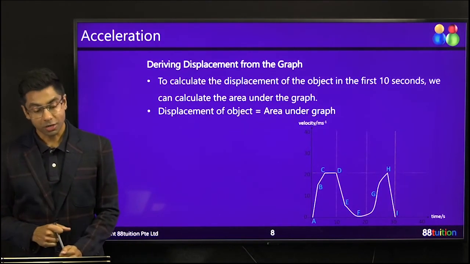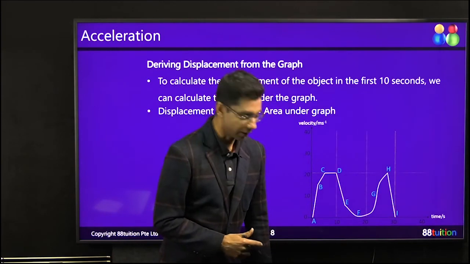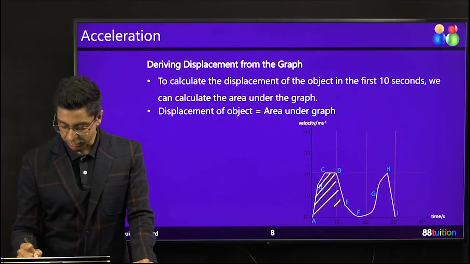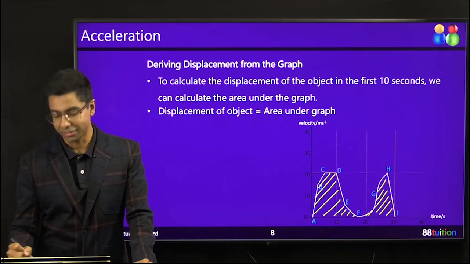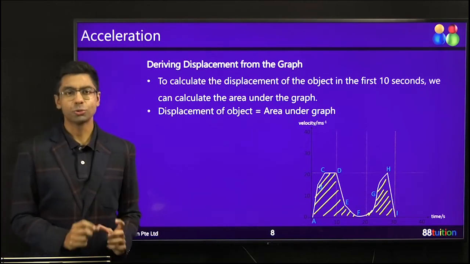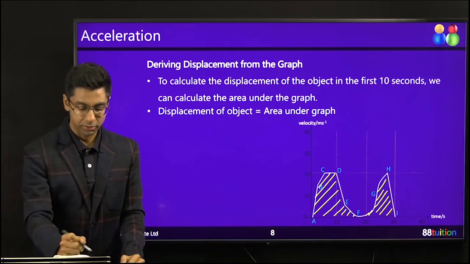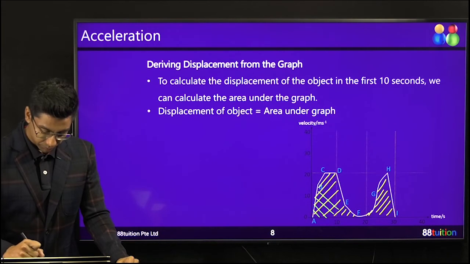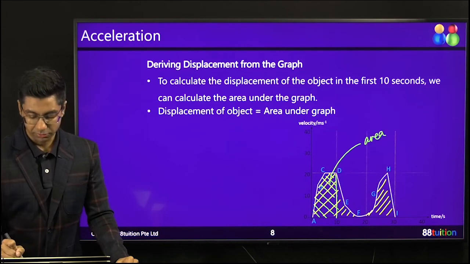Now, to calculate the displacement of the object in the first 10 seconds, we can actually calculate the displacement of the object in the whole 30 seconds, which means you need to calculate the area under the graph. Now, we know how big a challenge it is to actually calculate area under this graph. So, in the exams, we will give you the easiest possible option, with a few triangles, rectangles, squares, and even trapeziums, so that you may be able to calculate that. So now, they said first 10 seconds only. So first 10 seconds will be just here. Take this area, and that will give you displacement.